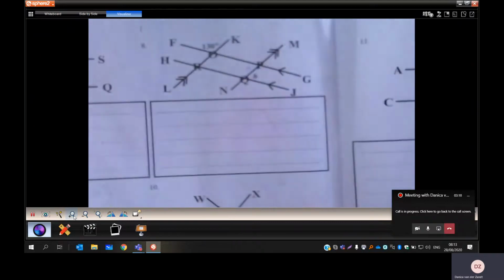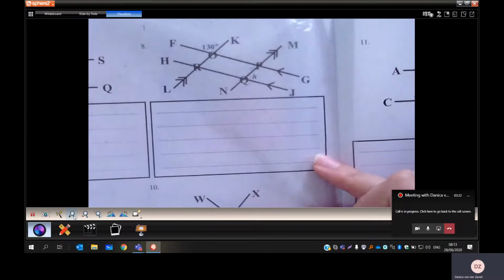Okay, so today we're just going to do lots and lots more practice with the geometry, especially with parallel lines, because you will get this in your test in a few weeks' time, on this 15th of September. Okay, here's number 8.